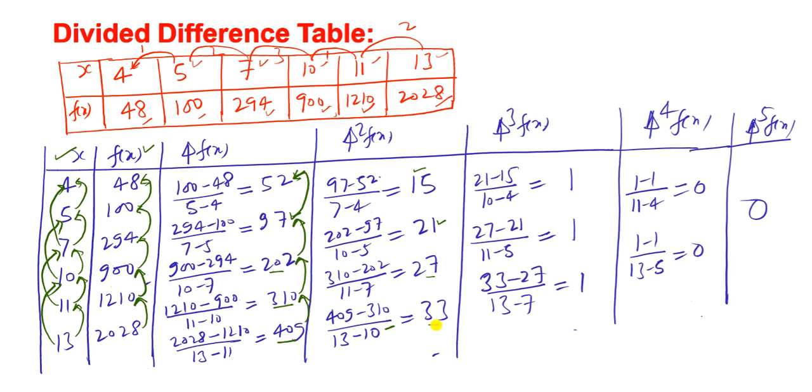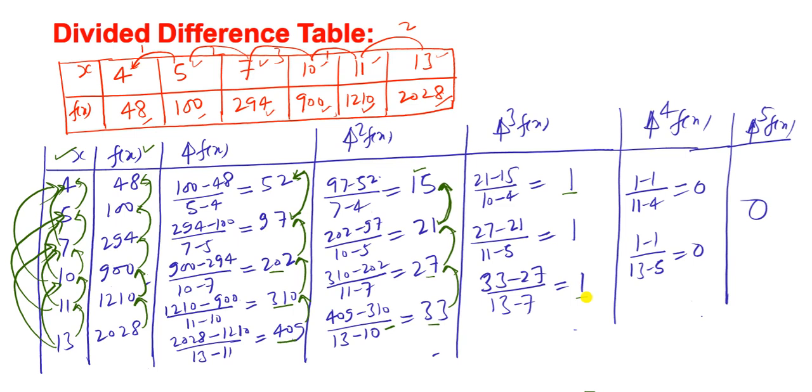Now the third order divided difference: 21 minus 15 divided by, because in the third order divided difference we need four arguments, say x0, x1, x2, x3. So here 21 minus 15 upon 10 minus 4 is equal to 1. 27 minus 21 divided by 11 minus 5, this is 1. 33 minus 27 divided by 13 minus 7, this is equal to 1.